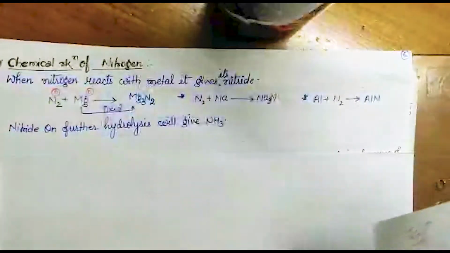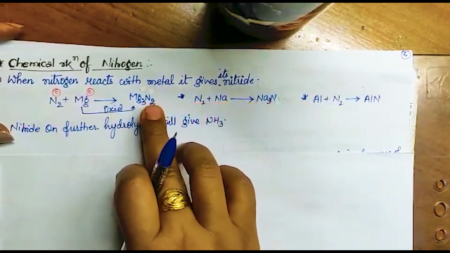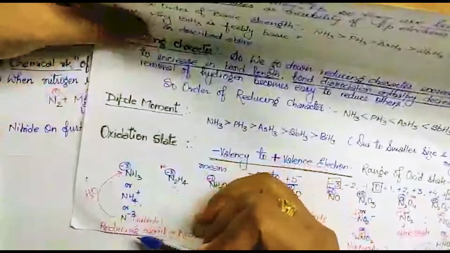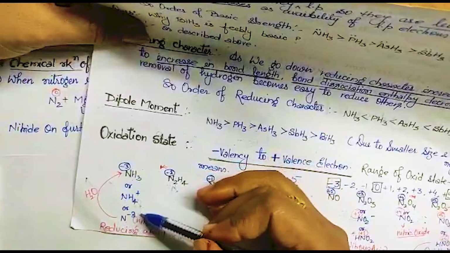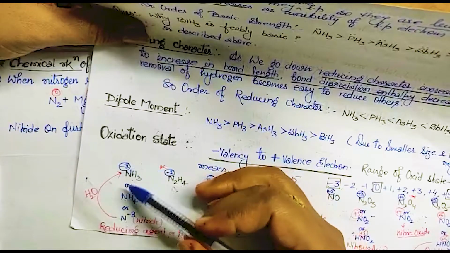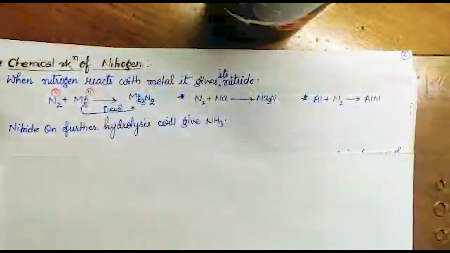So what is that? This is nitride, which is -3. If nitride is -3, what are the other compounds which can be formed with the -3 state? On hydrolysis, as I told you yesterday, nitride will give you ammonia. So make the compound.